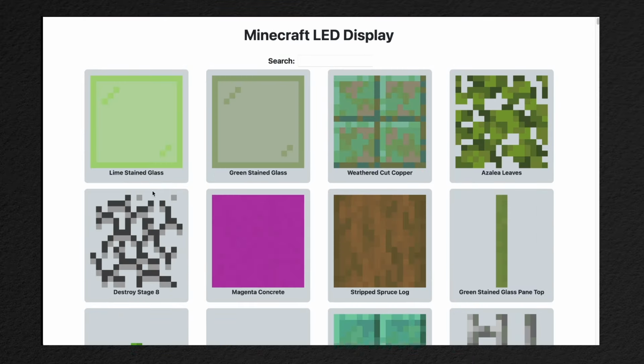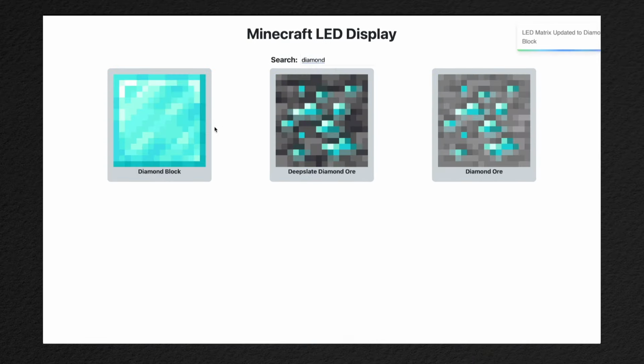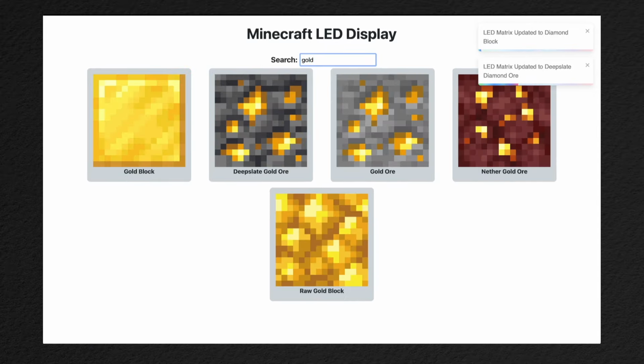Currently, clicking on these blocks does nothing. Let's change that. Now I can search for diamond blocks. When I click on a block, a notification appears on the top right of the screen. I can also search for gold, and when I click those items, notifications also appear.